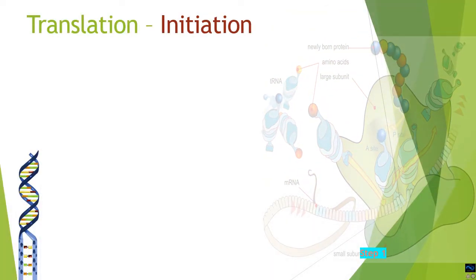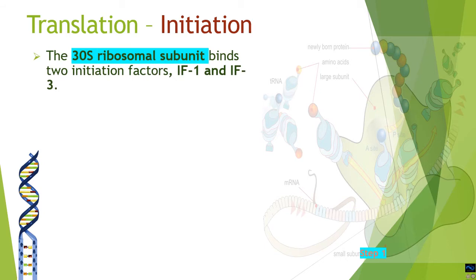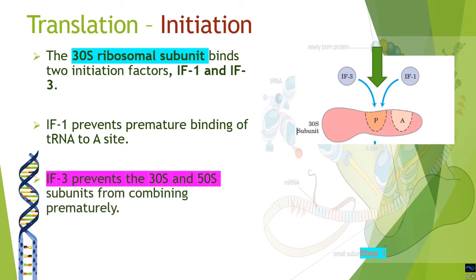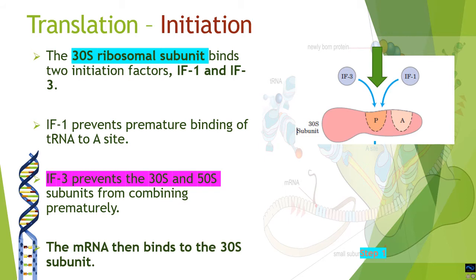The initiation process in itself is a stepwise process. It involves three different steps. In the first step, the 30S ribosomal subunit will bind to the initiation factors IF1 and IF3. The function of them is to prevent the premature binding of the tRNA to the A site, particularly IF1, and then IF3 will prevent the interaction of 30S and 50S so that they will not combine beforehand, before the binding of the tRNA, fMet-tRNA. So the mRNA that binds to the 30S subunit is actually directed by the Shine-Dalgarno sequence.